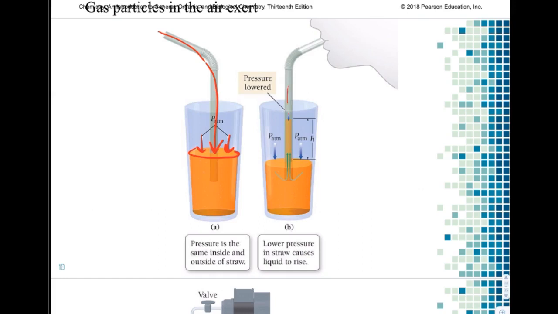Now, if you lower the pressure in the straw, you're not sucking the liquid up. You're removing the gas particles from the straw, and you're making the pressure inside lower. So you're making like a vacuum. So the pressure outside is higher than the pressure inside, and that pushes the liquid up the straw. And so when you suck on a straw, you're not sucking the liquid up, you're removing the gas, and the atmosphere is pushing the liquid up into your mouth.